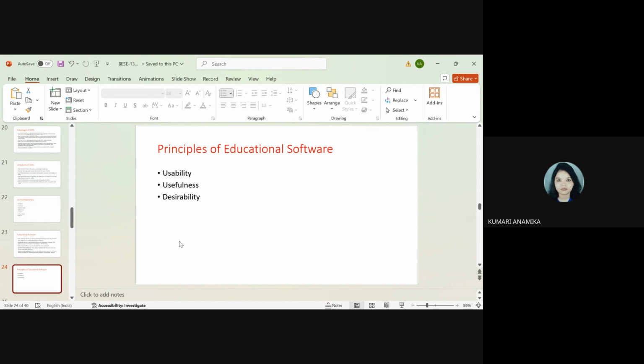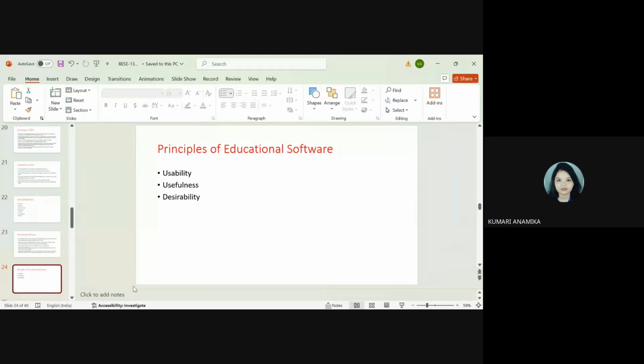And this educational software works on three principles. Principles are the guiding rules which help in the smooth functioning of any area of knowledge.